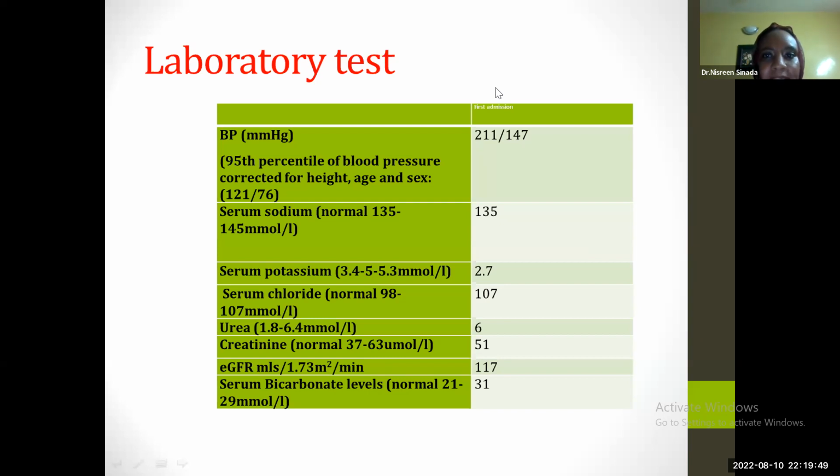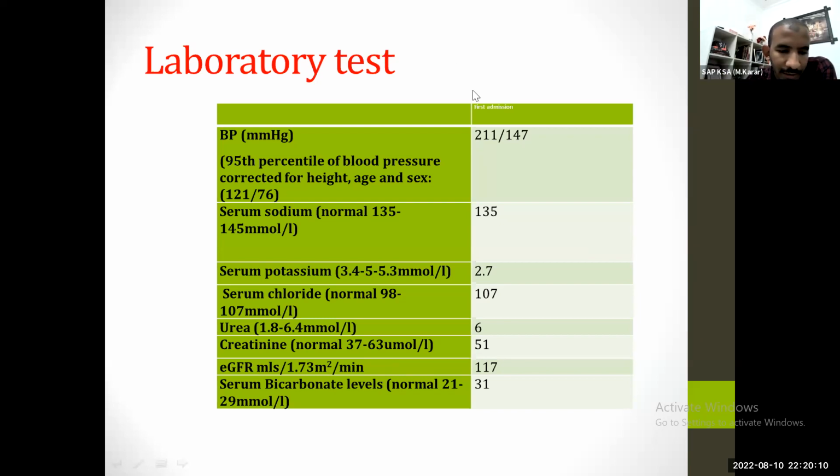Someone wrote Bartter and Gitelman to differentiate between metabolic alkalosis and hypokalemic metabolic alkalosis. In Bartter and Gitelman, they didn't present with high blood pressure. Okay, this is one of the things that you should put in Bartter and Gitelman. They didn't present with high blood pressure.